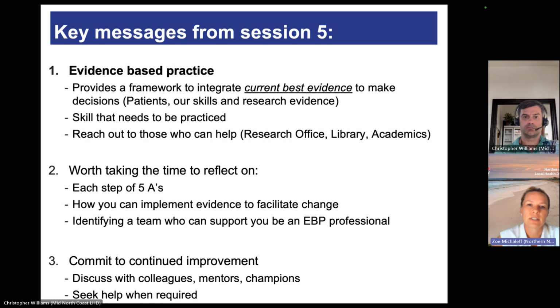As Chris has guided us through today's session, it's really around taking the time to reflect on both your skills and abilities to undertake the 5 A's, but also reflecting on how you can become a champion for change and implement evidence into your everyday practice. Again, it's around identifying that team who can support you to ensure that you're an evidence-based practice professional, your team is implementing evidence-based practice, and ultimately this will improve patient outcomes. And making that commitment to a better tomorrow. So again, formulating that team and seeking help when required.